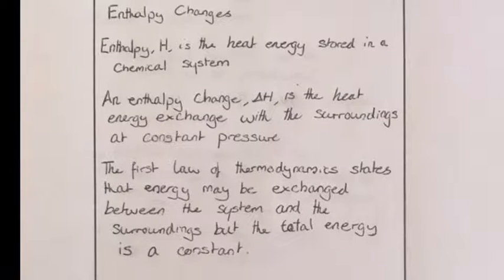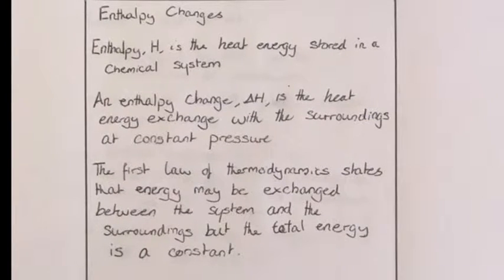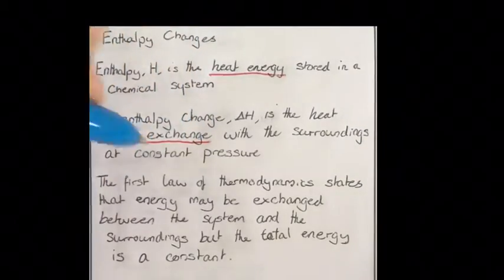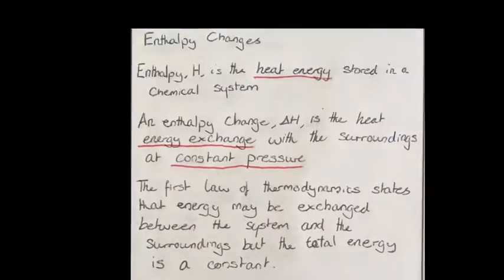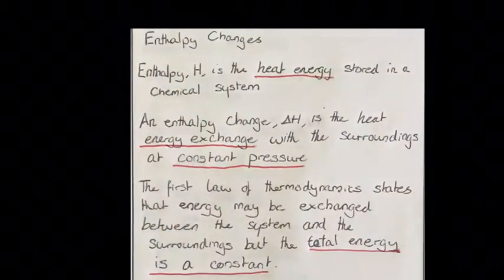So what is enthalpy? Enthalpy, the symbol for which is H, is the heat energy stored in a chemical system. We can't measure the absolute value of this experimentally, so what we're interested in is the enthalpy change, delta H, in a reaction. This is the energy exchanged with the surroundings at constant pressure. The first law of thermodynamics says that energy may be exchanged between a system and the surroundings, but the total energy remains constant. So here we just underline some key concepts. The enthalpy is the heat energy stored in a chemical system, the enthalpy change is the heat exchange with the surroundings at constant pressure, and the first law of thermodynamics says that the total energy remains constant.